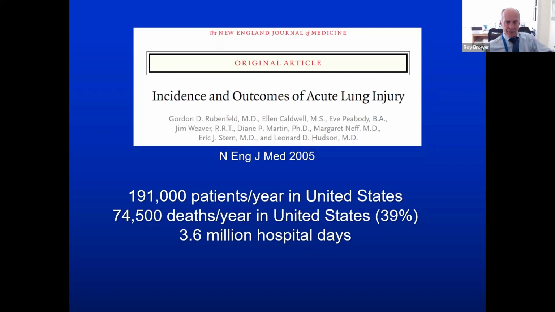And then they made a number of assumptions about how representative King County was of the rest of the United States. And they then used these estimations to calculate that there were 191,000 patients per year in the United States, of which 74,000 died, 39%. And it resulted in 3.6 million hospital days.